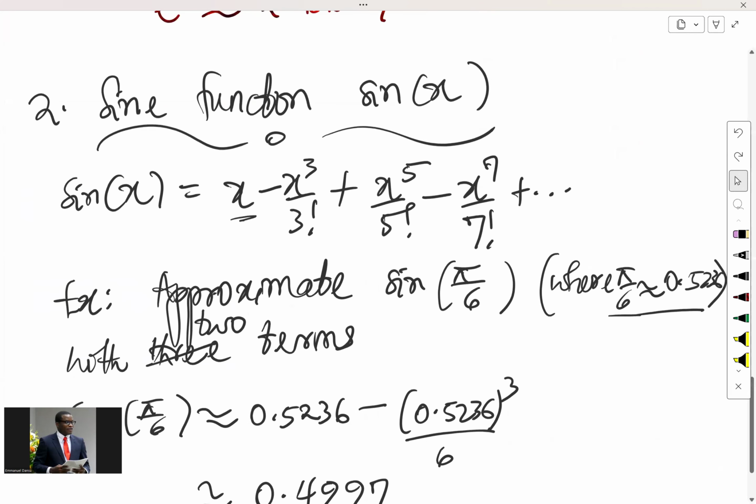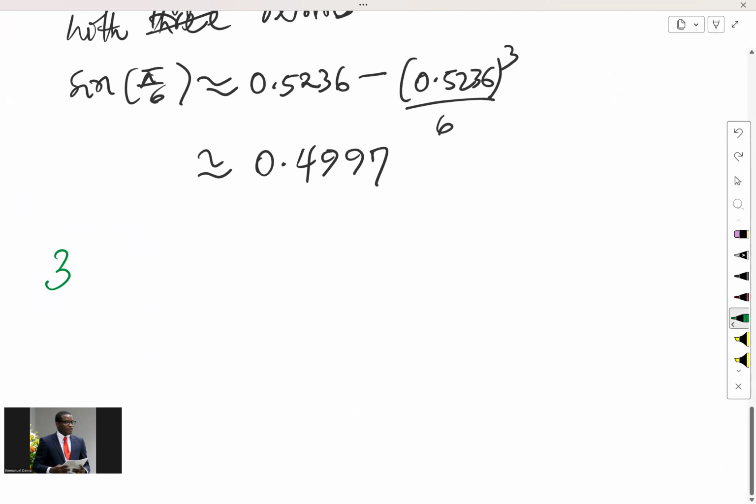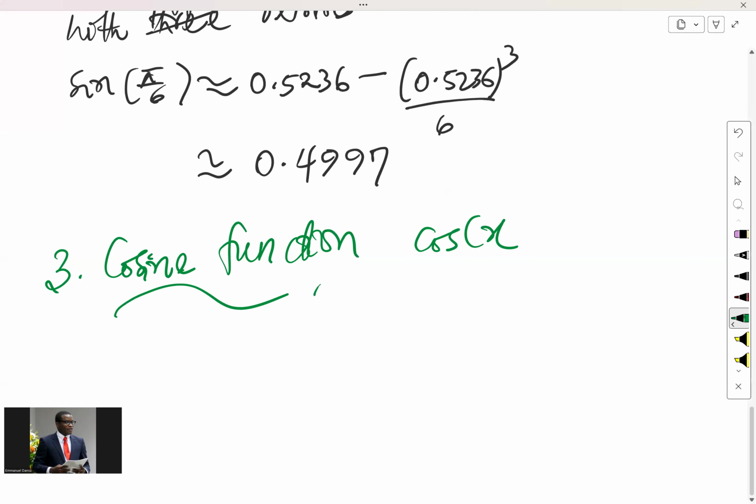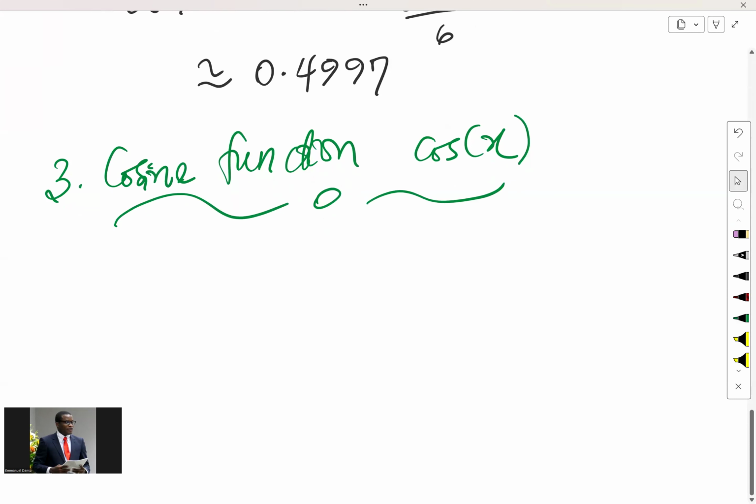Let's talk about the next one now. Let's talk about the cosine function, which is cos x. So cos x is an even function. You're going to have the powers of x starting from 0, then 2, because it's an even function.